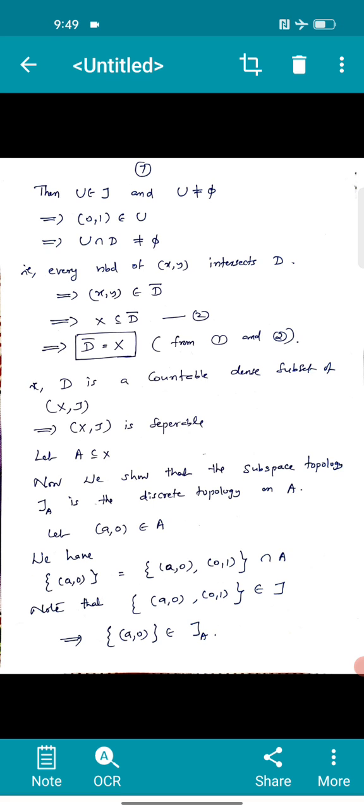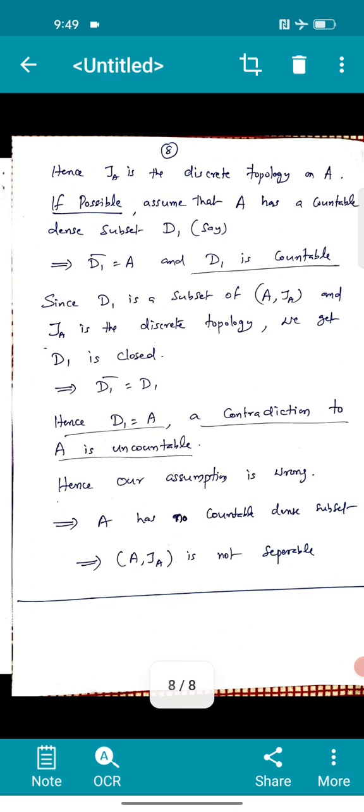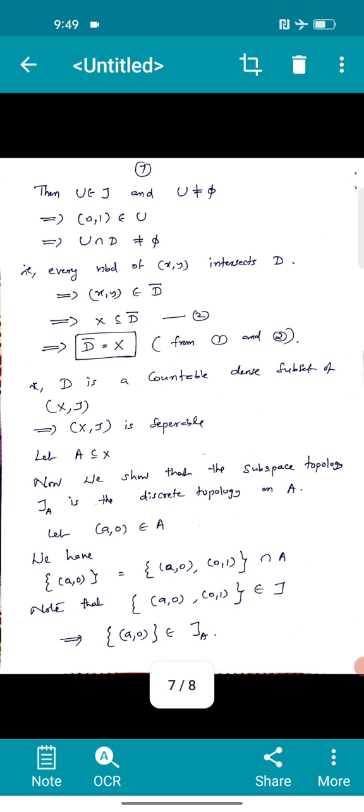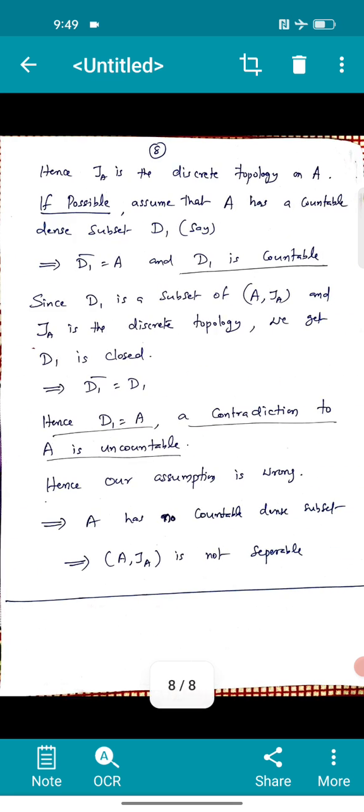Let A be a subset of X. Now we show that the subspace topology tau_A is the discrete topology on A. For that, let a0 be in A. We have {a0} = {a0, (0, 1)} intersection A. Note that {a0, (0, 1)} is an element of tau. This implies {a0} is in tau_A. Hence tau_A is a discrete topology on A.